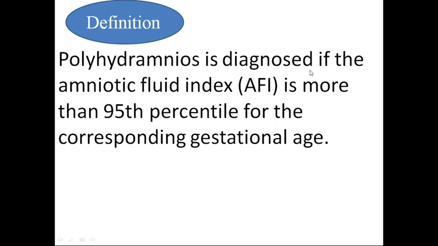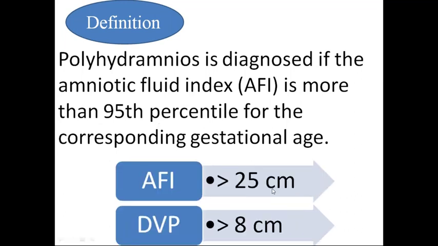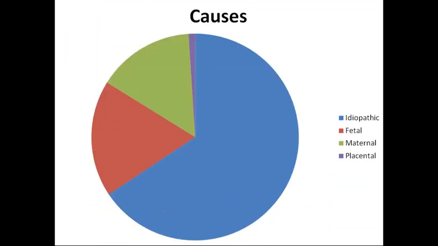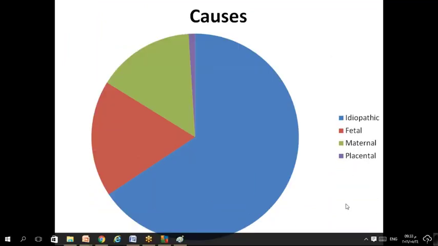Polyhydramnios is diagnosed if the amniotic fluid index is more than the 95th percentile, which practically means an amniotic fluid index more than 25 centimeters, or the deepest vertical pool is more than 8 centimeters. Its incidence can vary from 0.4 to 1.4. There are many causes, but the idiopathic cause is on top of the list. Then it can be maternal, fetal, or placental.